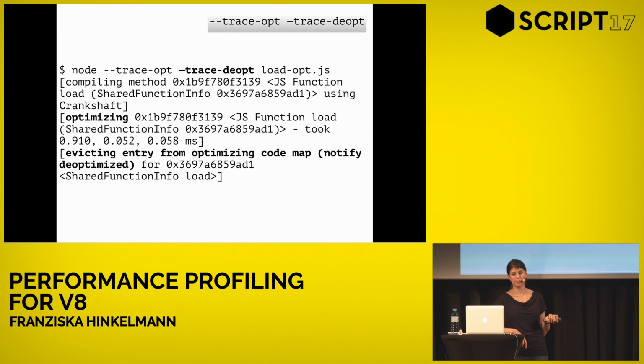And you can always figure out which functions are being optimized and when or if they're being de-optimized. So again, to Chrome or to Node, pass in the flags trace-opt or trace-deopt, and it'll tell you what is being optimized. So you see here at the top, compiling method, JS function load, optimizing load. And then sadly, down here, you see evicting the optimized code for load because we had to de-optimize. We were calling it after it was optimized with something that was not expected at this point.